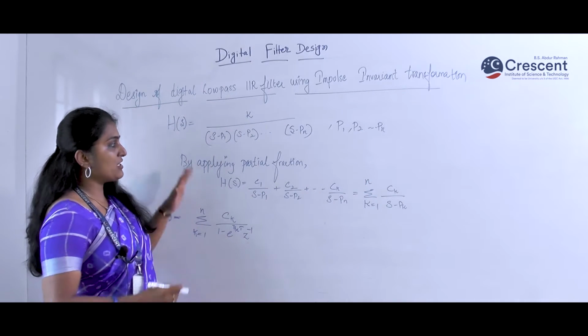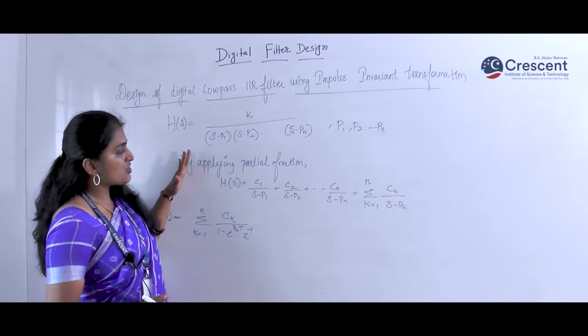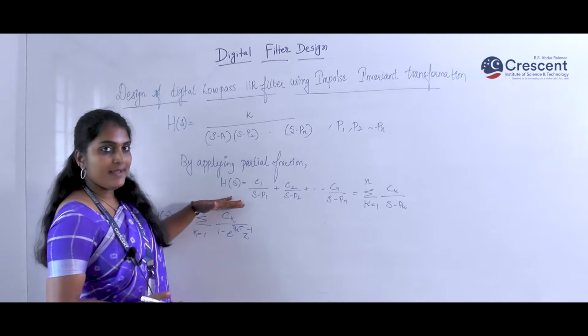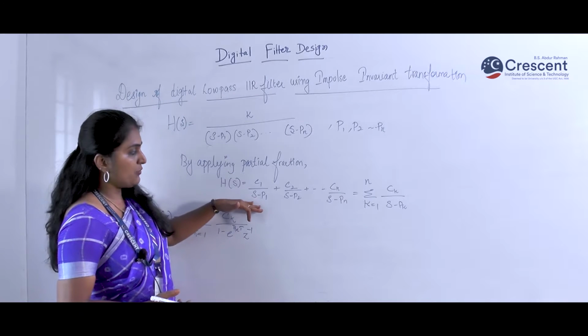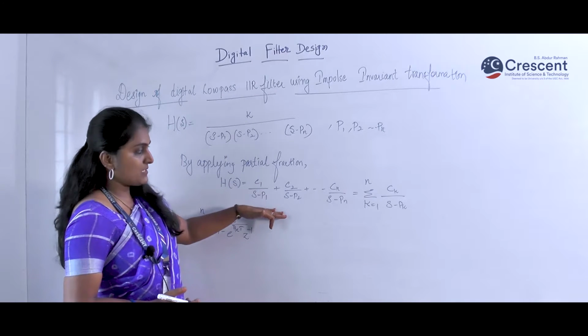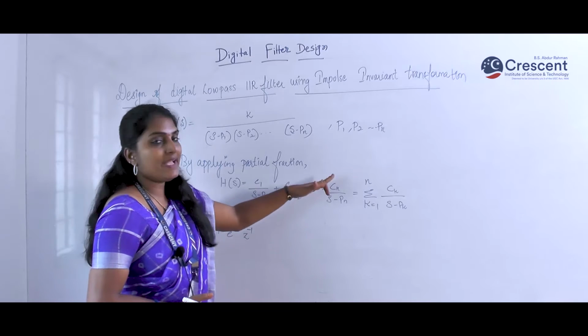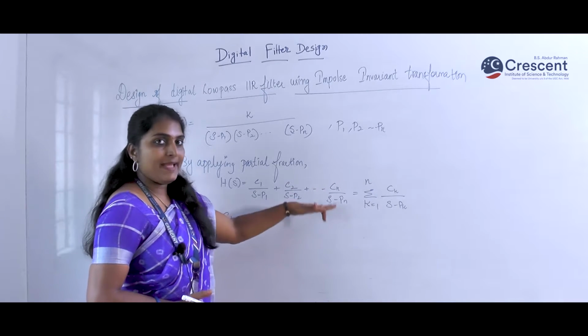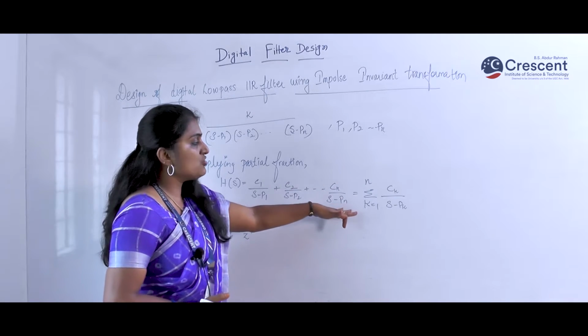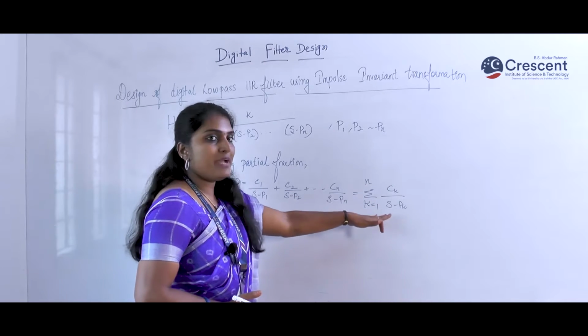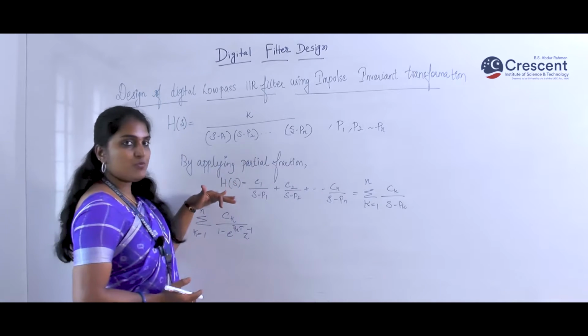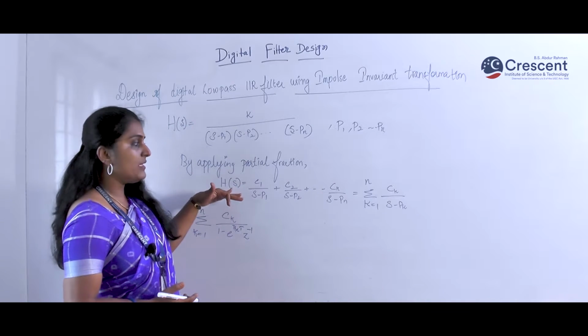By applying partial fractions, H of S has to be solved so that the transfer function is in the format of C1 divided by S minus P1 plus C2 divided by S minus P2 plus so on, Cn divided by S minus Pn. This can be written as the summation of k equal to 1 to n of Ck divided by S minus Pk, where C stands for the constants after applying partial fractions.